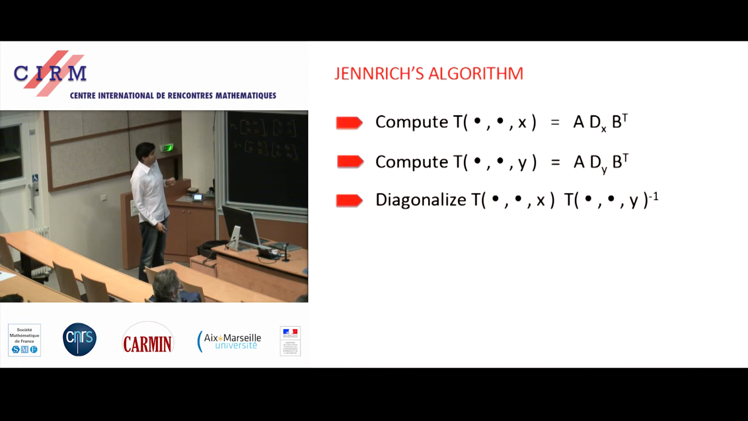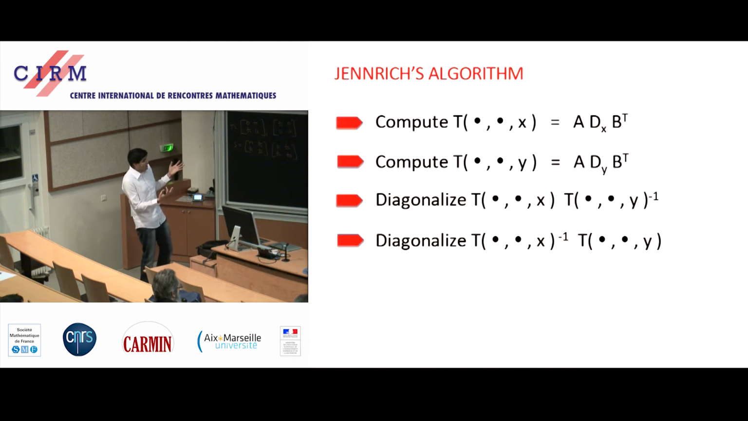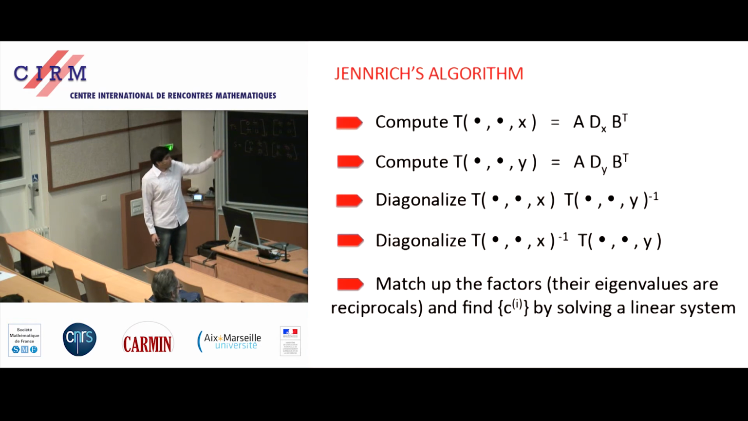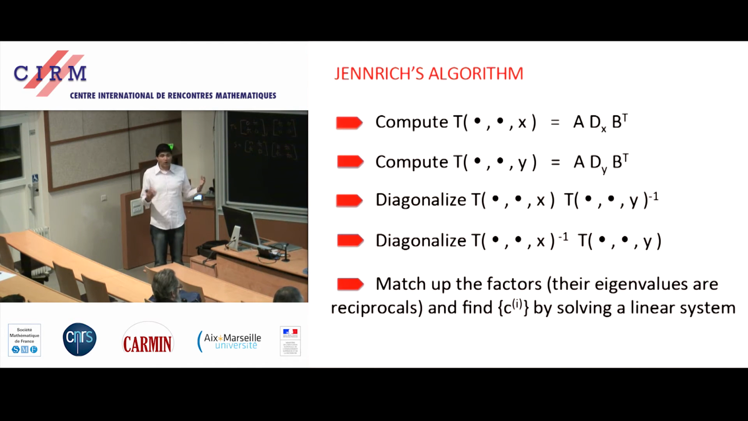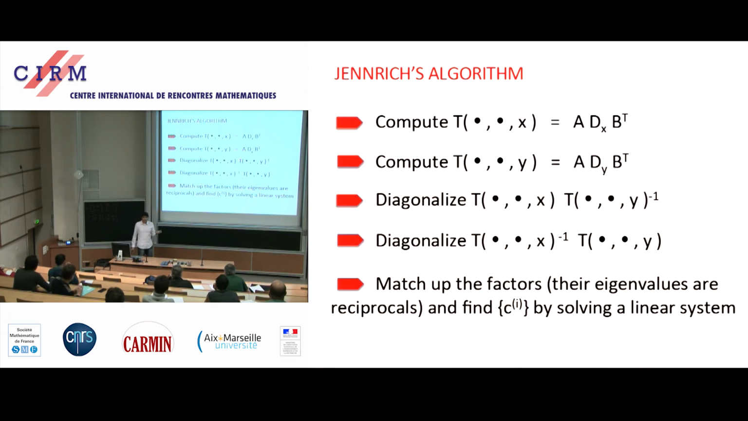So now I'm basically done, because what I would do is diagonalize a different matrix. I just take the inverse of the first one times the second one, and what I'm going to get is the entries of B. The only remaining thing is how to actually pair up the A's and B's. The eigenvalues of the first one are D_x times D_y inverse. The second one are D_y inverse times D_x. So they're actually reciprocals. That gives me a way to pair them up. And then I can actually solve a linear system to find the c_i's.